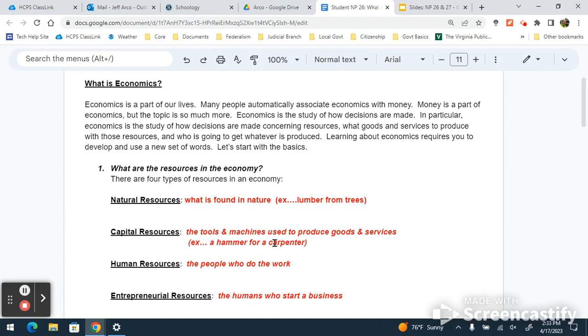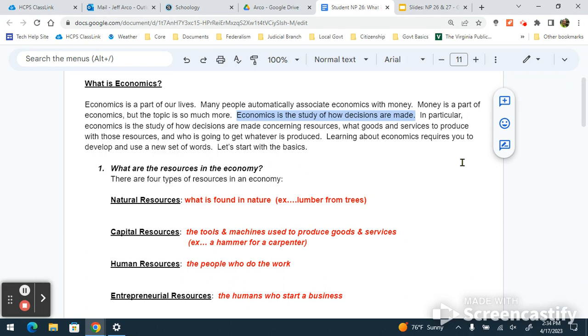So this is note page 26, and this is your introduction to a topic called economics. Now, the first thing to understand is that economics is a big part of everybody's life. From the moment you're born to the very end, economics is all around us. When you're young, you typically automatically will associate economics with money. Now, money is a part of economics, but economics is so much more. It's actually the study of how decisions are made.